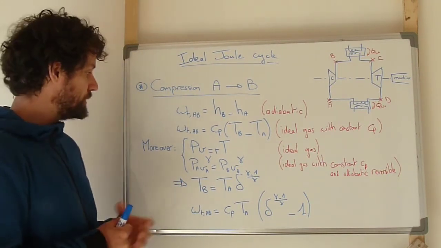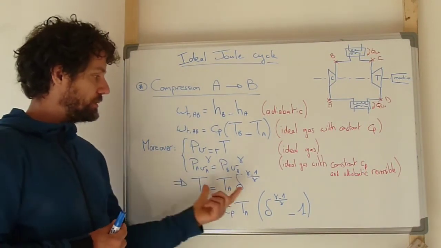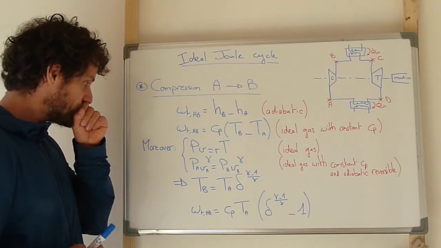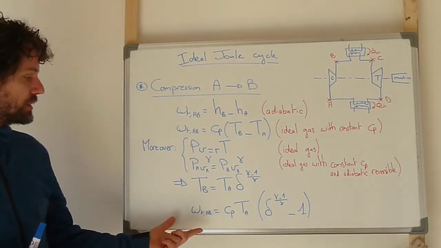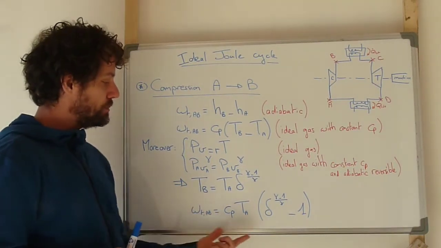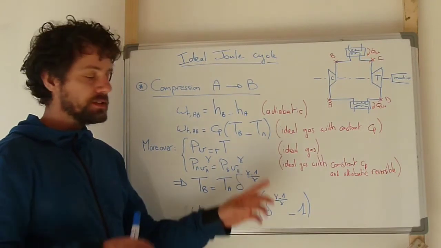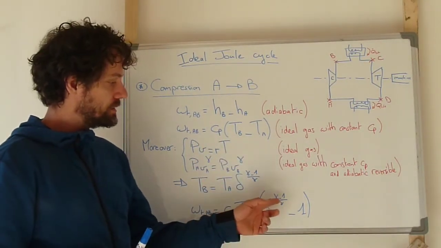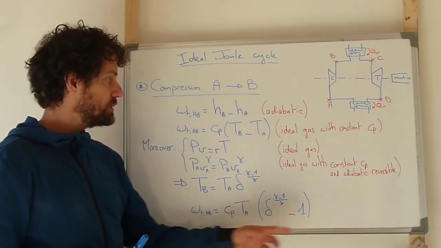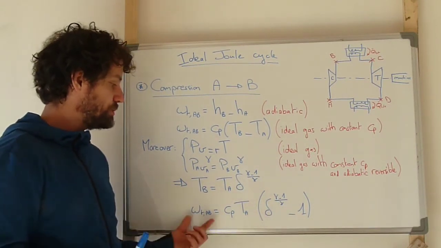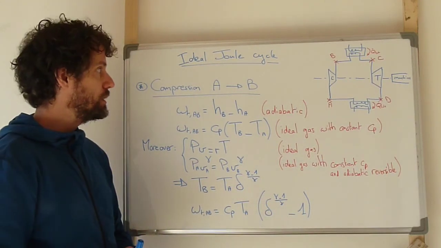And so now that Tb is expressed as a function of the other parameters, then the technical work of compression between A and B can be expressed as Cp times Ta times delta to the power gamma minus 1 over gamma, minus 1, and here we can express this only as a function of input parameters of our problem.